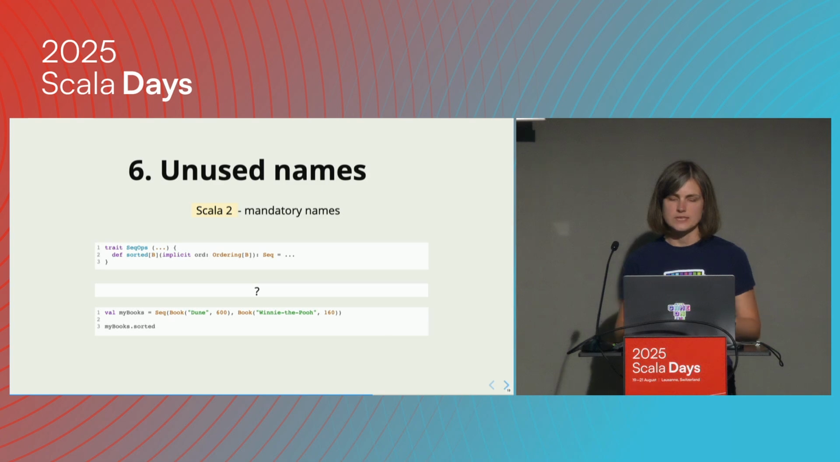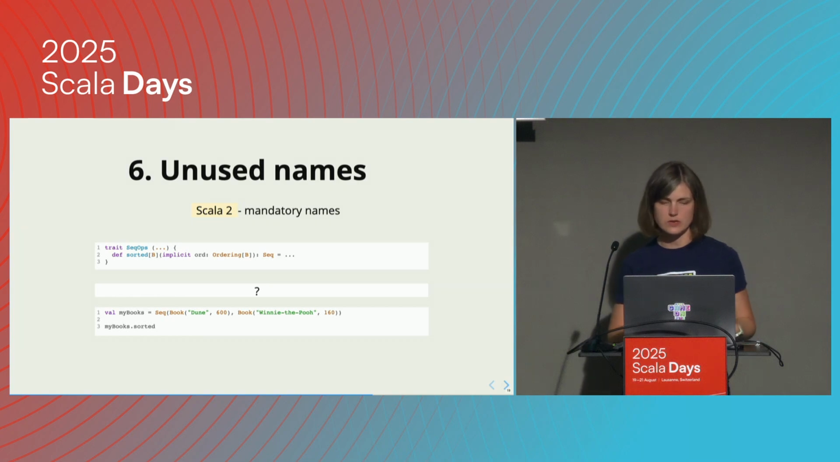And now, unused names is something that is very, very small, but I really like it. That's because naming things is hard, generally. So let's say we have our books, we have a list of books, and we would like to sort them. So if we don't want to reinvent the wheel, we are using the SeqOps trait. So there is this sorted method that we can use.